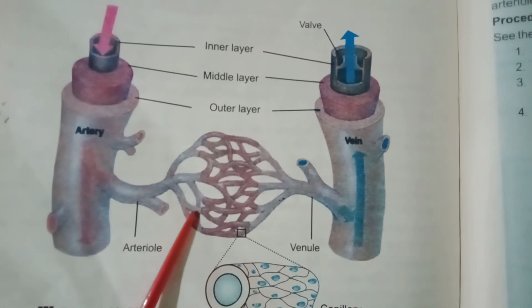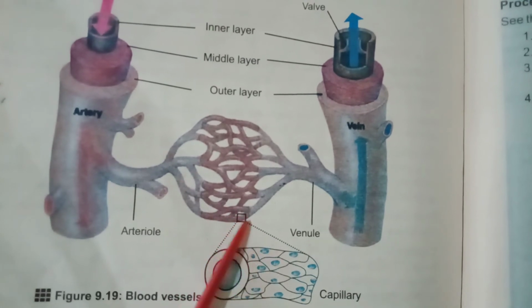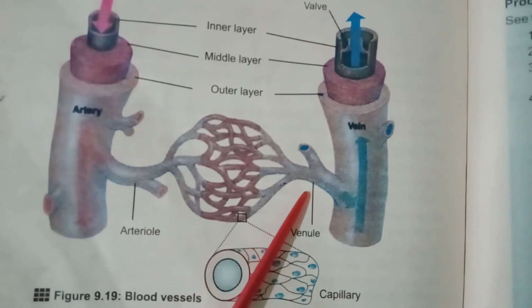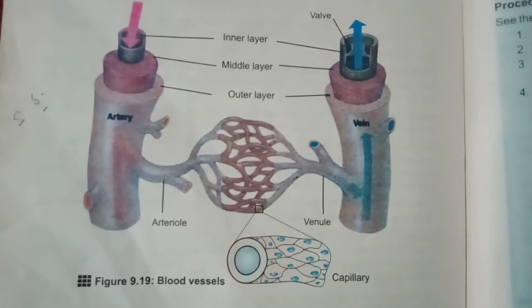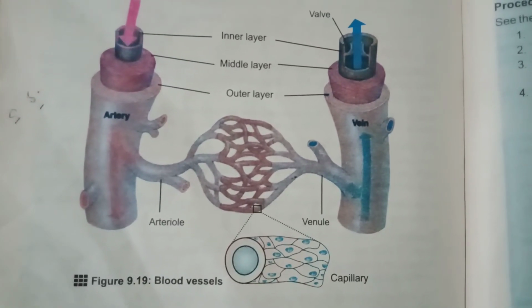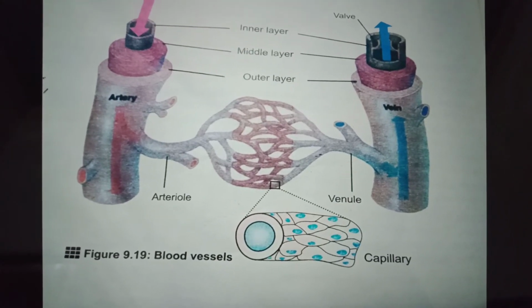The artery is divided into arterioles. Then these arterioles are again divided into capillaries. Then here is the venule and here is the vein. That was all about blood vessels, and I have discussed the blood vessels in detail.